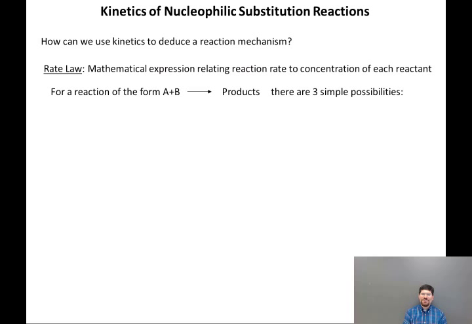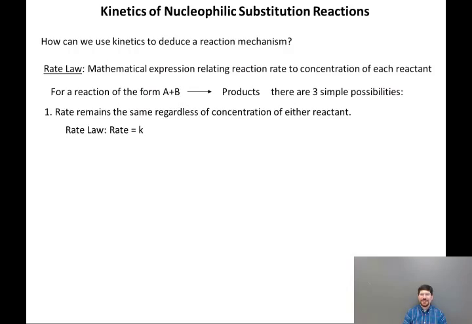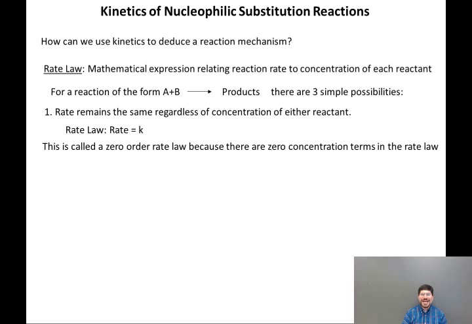So for a reaction of the form A plus B goes to products, which is what a nucleophilic substitution reaction falls into, there are three simple possibilities. The first possibility is that the rate remains the same regardless of the concentration of either reactant. The rate law then would just simply be rate is k, rate is a constant, and this is called a zero order rate law because there are zero concentration terms in the rate law.